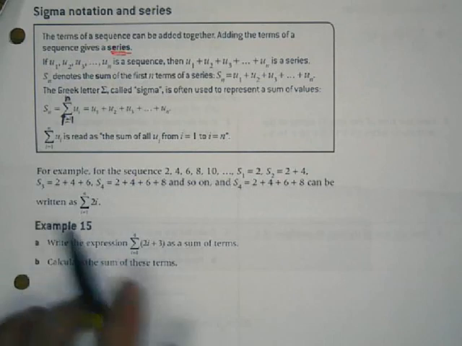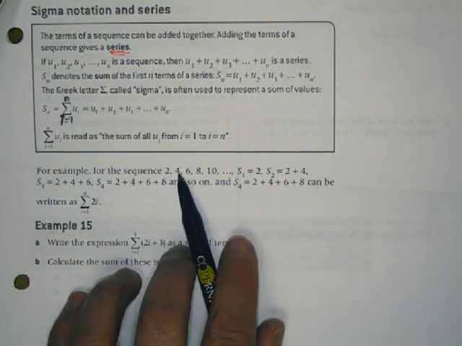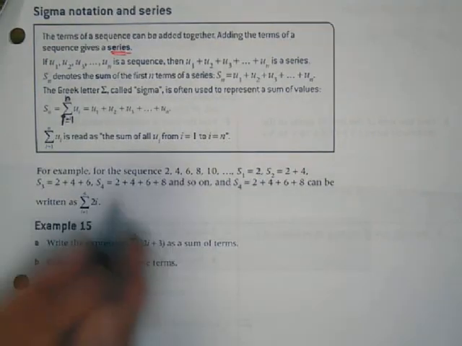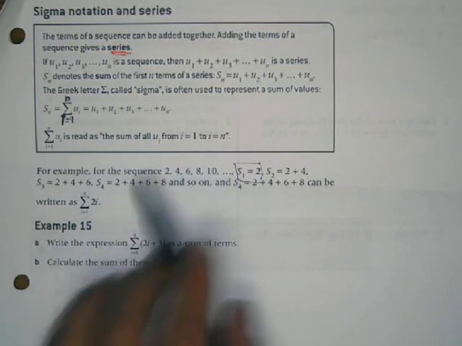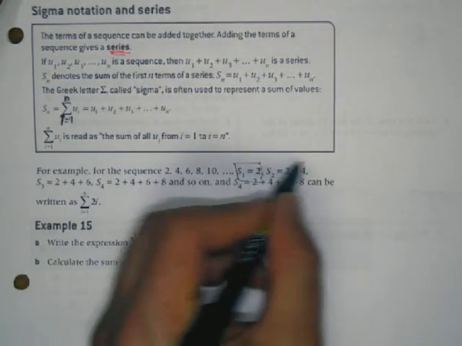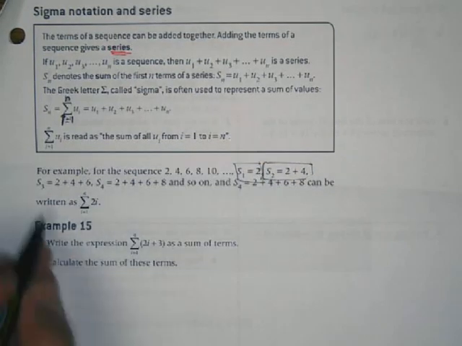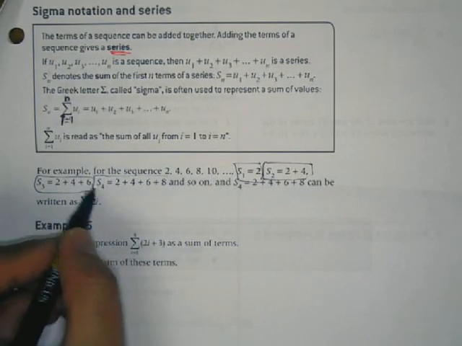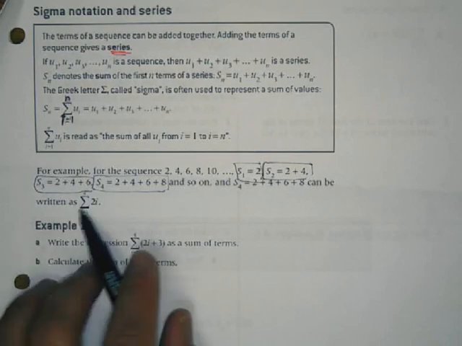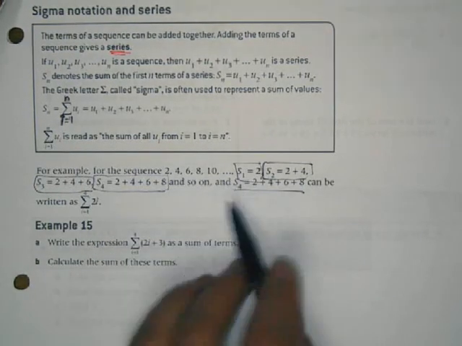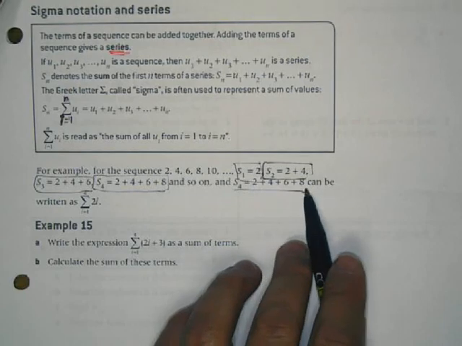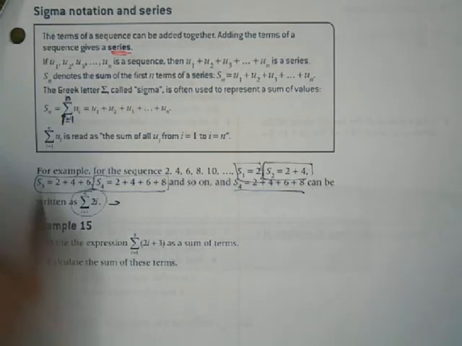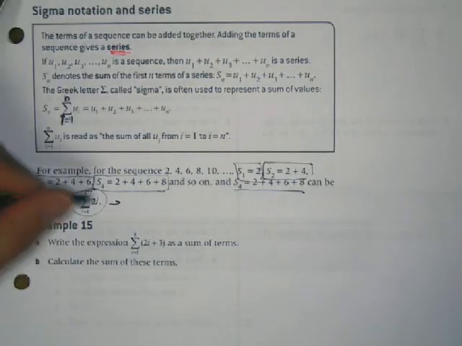So here if I've got a sequence 2, 4, 6, 8, 10, then the series, if I have S1, it's just the first one, not adding anything. If I have S2, it's adding the first 2 together. S3 is adding the first 3 together. S4 is adding the first 4 together. Okay, so if I add the first 4 together, I get 2 plus 4 plus 6 plus 8. And it can be written like this. So what this is saying is we're going to replace i with 1. If I replace i with 1, I've got 2 times 1.